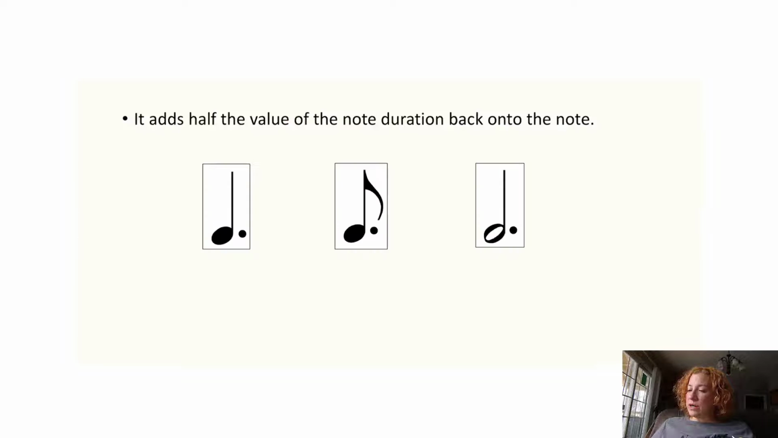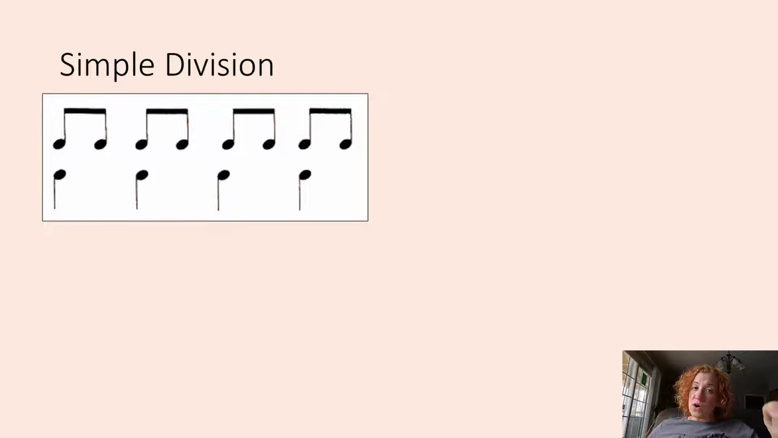So let's take a look here. Half the value of the note back onto the note. So the first one, dotted quarter note, is 1.5 beats, right? The second note, a dotted eighth note, right? 3/4 of a beat. And the last one, a dotted half note, is 3 beats. Now, again, these are all simple division of the beat where the quarter note is getting the beat.